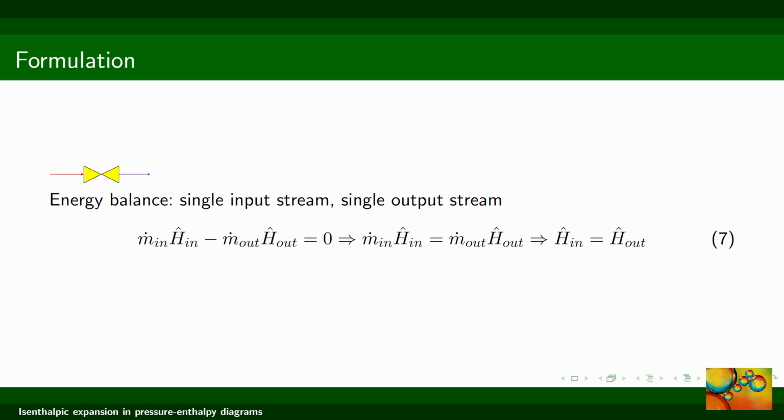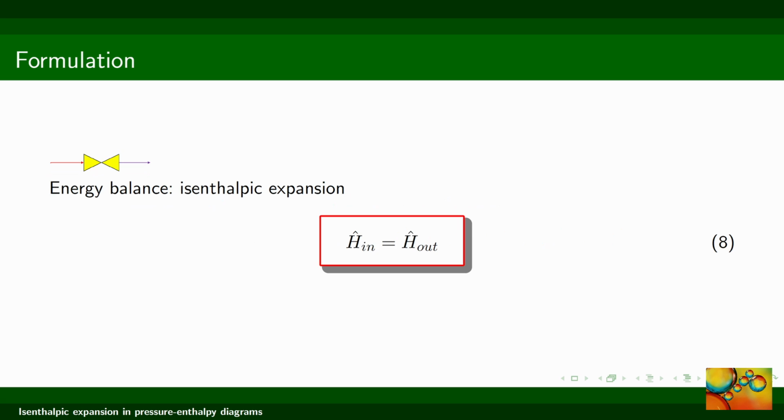Combining these results with the outcome of the mass balance, we finally find that the specific enthalpies of the input and output streams should be the same. We call this an isenthalpic process. Other names are throttling process, Joule-Kelvin expansion, and Joule-Thomson expansion.